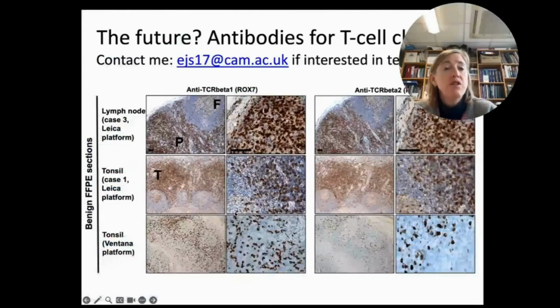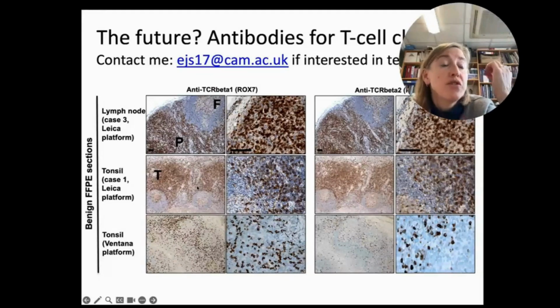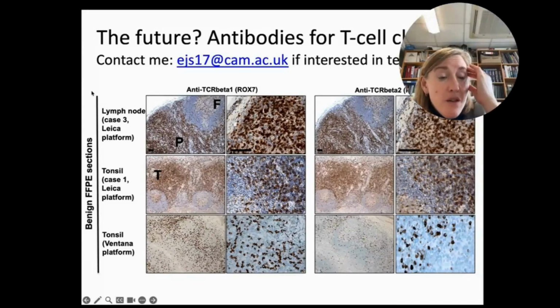But as I've said, we do have a pair of antibodies which we've been working up and are hoping will be available for clinical practice in early 2027, although they can be used on an informal basis before that. And you can see here, this is just some benign cases of lymph node tonsil. This is with one of the TCR beta antibodies, this is the other one, and around about half of the T cells are positive for TCR beta 1 and half for TCR beta 2.